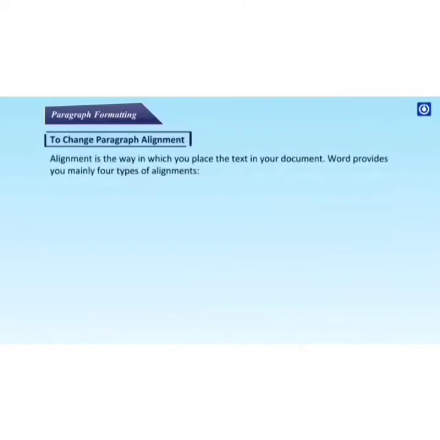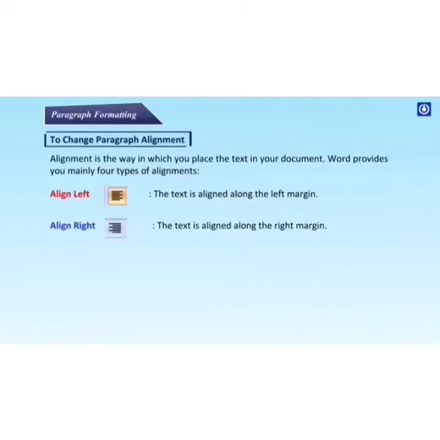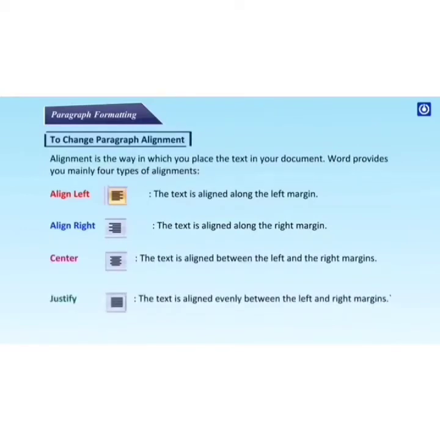Word provides you mainly 4 types of alignment. First is align left. The text is aligned along the left margin. Align right. The text is aligned along the right margin. Center. The text is aligned between the left and right margins. Justify. The text is aligned evenly between the left and right margins.